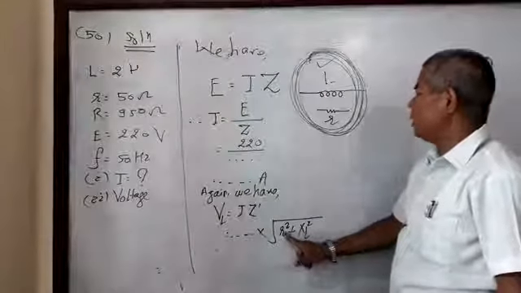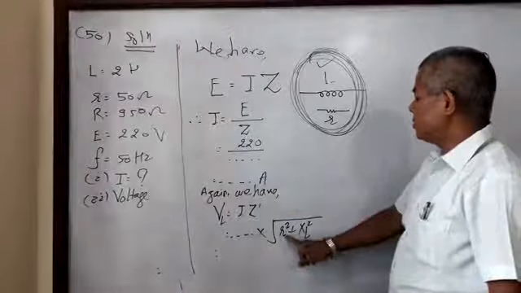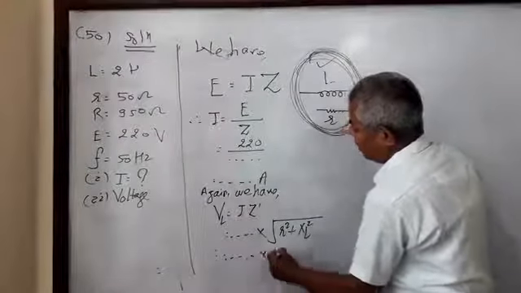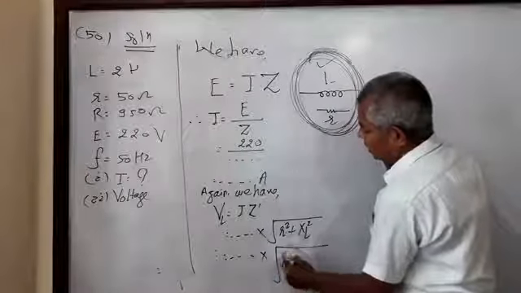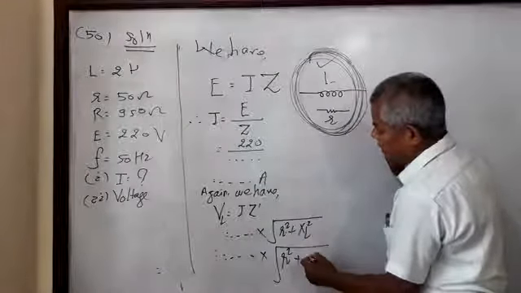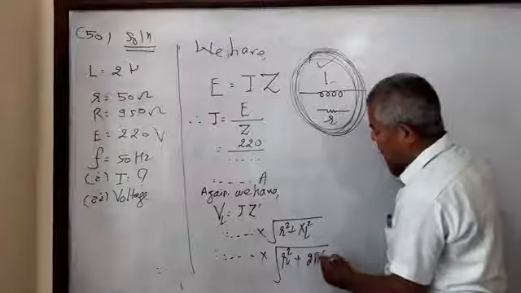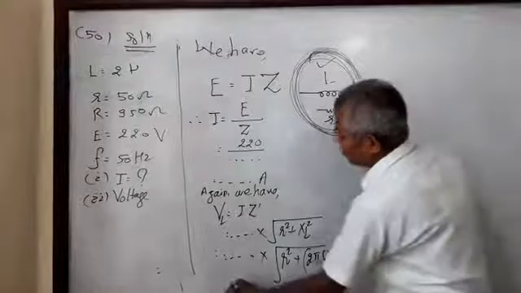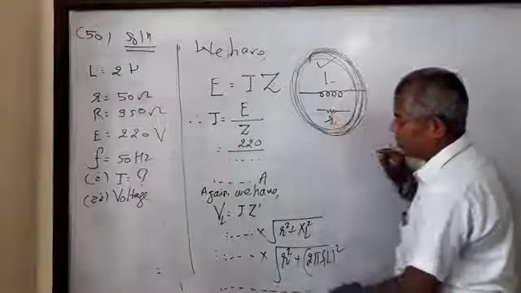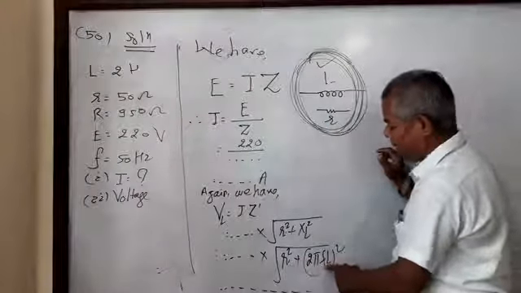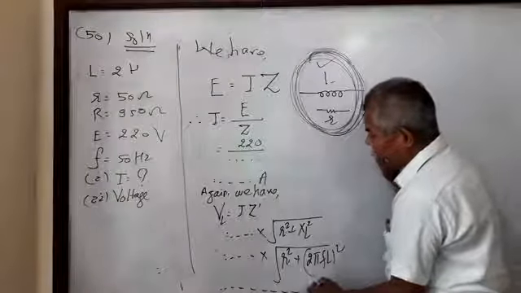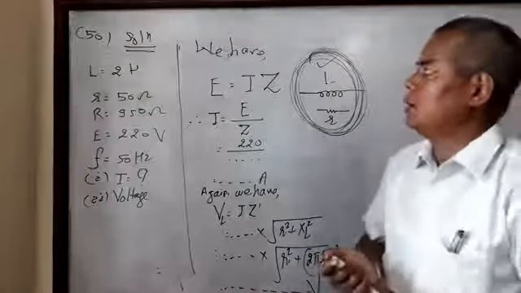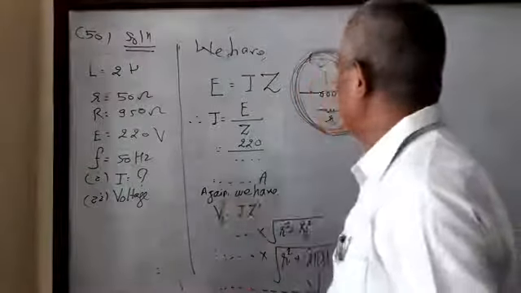Then R is given to us. This is an internal resistance coil. The current is determined here, small r is given, and XL is replaced by 2 pi F L, whole square. So everything is given: the current, R, the frequency, and L, so we can find the voltage across the inductor. This is about this question. Question number 50, this much only.